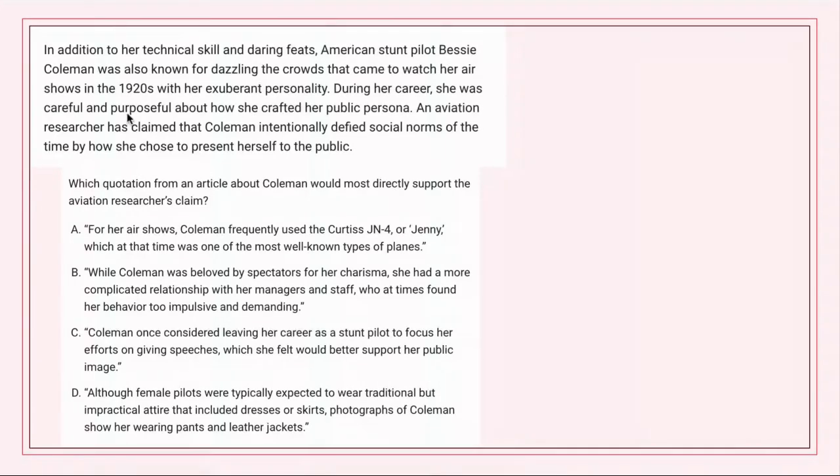All right, so this is a different sort of question where you have to pick a quote from an article or a book or something that backs up a claim in the passage. In addition to her technical skill and daring feats, American stunt pilot Bessie Coleman was also known for dazzling the crowds that came to watch her air shows in the 1920s with her exuberant personality. During her career, she was careful and purposeful about how she crafted her public persona. An aviation researcher has claimed that Coleman intentionally defied social norms of the time by how she chose to present herself to the public. Okay, so a short passage.